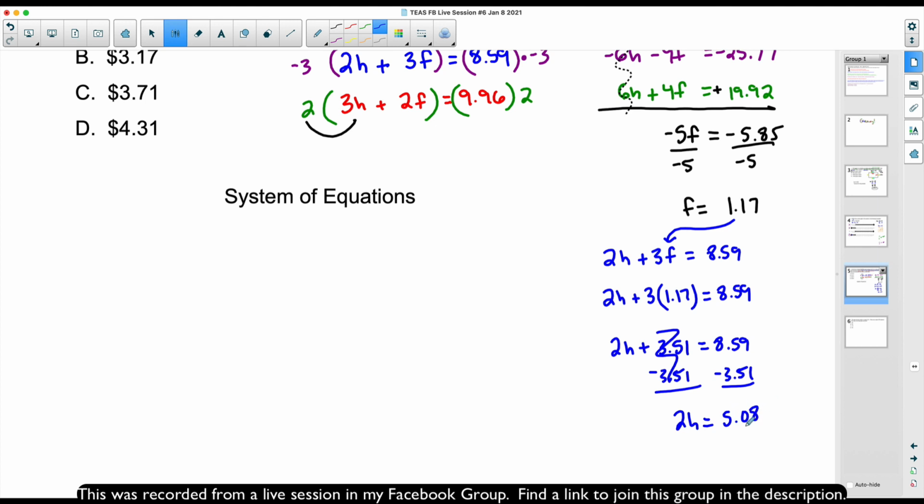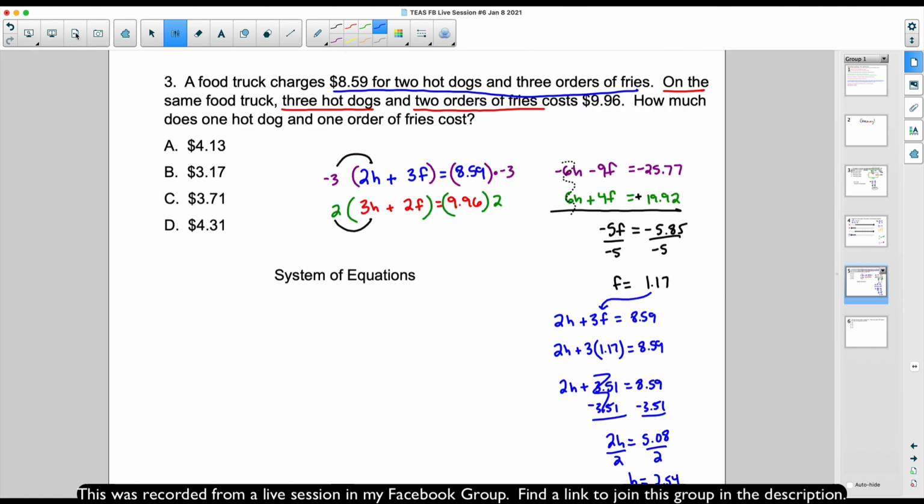I'm seeing what Pamela said: once you find one variable, plug that sucker back in and find the other one. That's exactly right. And now let's divide by 2 to figure out the price of one hot dog. So 5.08 divided by 2, we get $2.54. Not your typical 99-cent hot dog at a gas station.